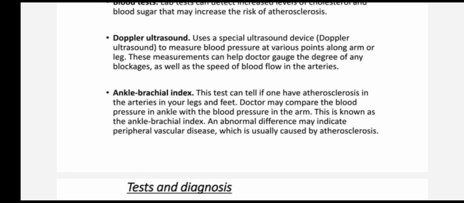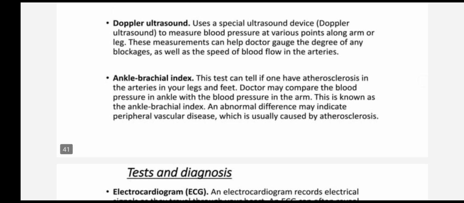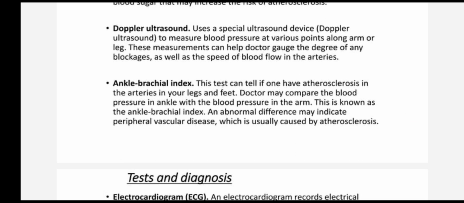Ankle-brachial index. This test can tell if you have atherosclerosis in the arteries in your legs and feet. The doctor may compare the blood pressure in your ankle with the blood pressure in your arm. This is known as the ankle-brachial index, and abnormal differences may indicate peripheral vascular disease, which is usually caused by atherosclerosis.